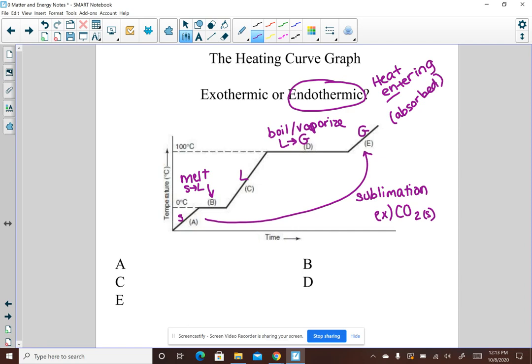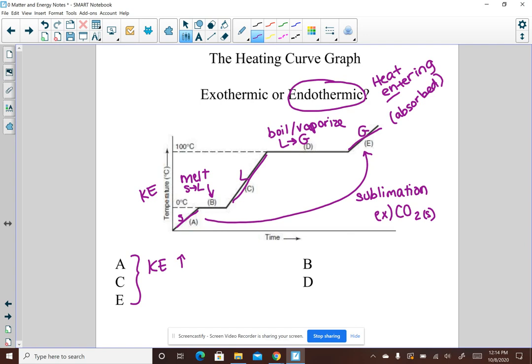So if you remember, the definition of temperature is the average kinetic energy of the particles. We can look at the y-axis as if it's labeled kinetic energy. So during sections A, B, C, and E, what's happening to temperature? It's going up. So what's happening to kinetic energy? It's going up. It's increasing.